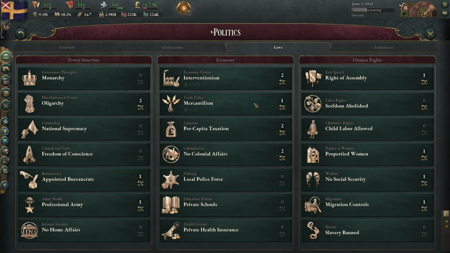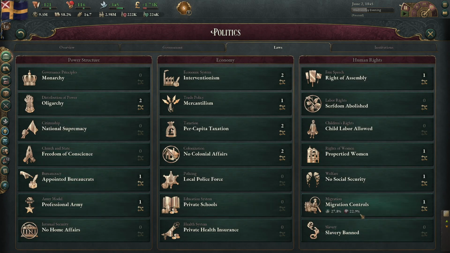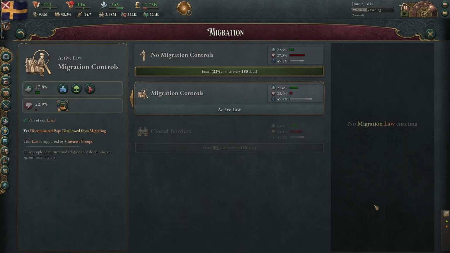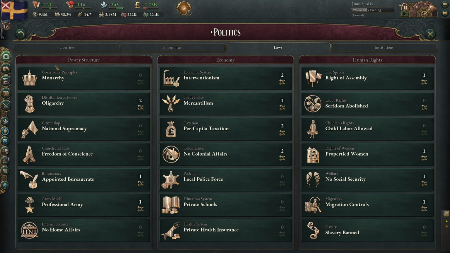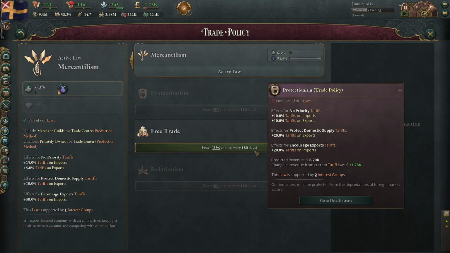We select a new law. We haven't selected a new law. Okay, I'm kind of appointed bureaucrats. We can't change that because that's a regressive law. Migration controls, again, that's regressive.